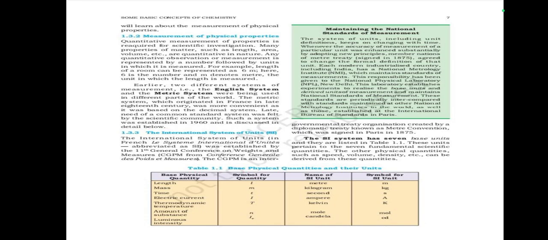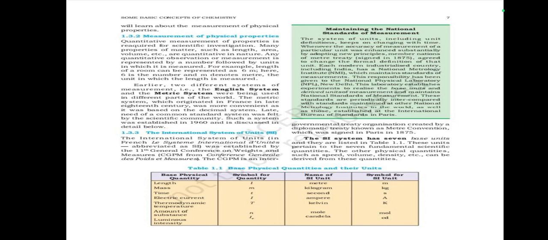The SI system has seven base units and they are listed in table 1.1. These units pertain to the seven fundamental scientific quantities. The other physical quantities such as speed, volume, density, etc., can be derived from these quantities.